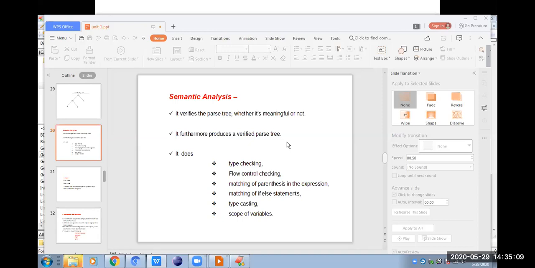What it will verify is a list of items, whether meaningful or not. Type checking, data type checking. Previously we have seen the example a is equal to 4.5. It checks that a is an integer and 4.5 is a float. So it verifies whether the data types are matching or not. That is the one point it will verify. Next, what will it check? Flow control checking. What are the flow controls we have?